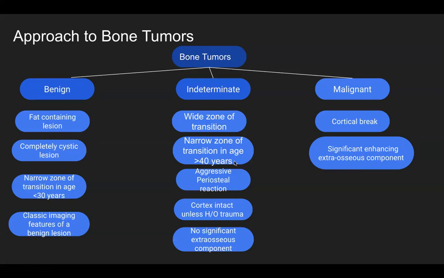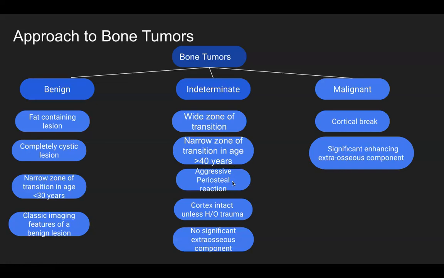Or if you see a tumor which has a narrow zone of transition, but the patient is more than 40 years of age. So narrow zone of transition, I told, indicates a benign tumor, but in more than 40 years of age, metastasis and myeloma are almost 10 times more common than a primary bone tumor. Not twice, not thrice, but 10 times more common statistically. And these metastasis and myeloma, many times they have a narrow zone of transition on X-ray. We'll see examples of that. So you must classify them into indeterminate categories.